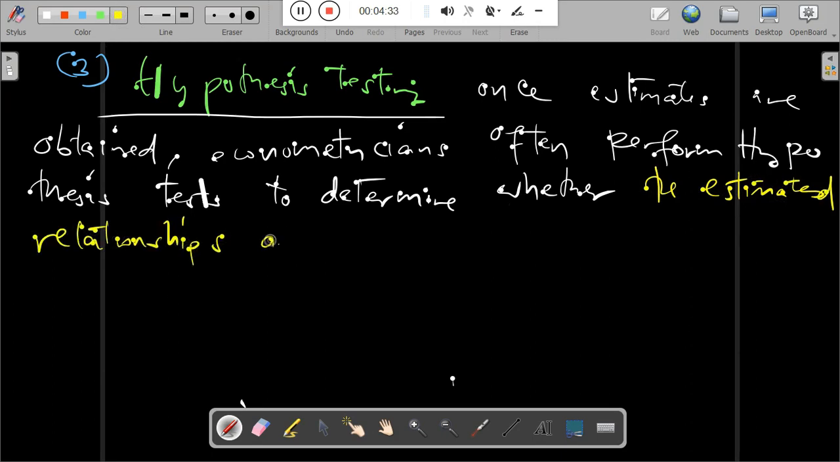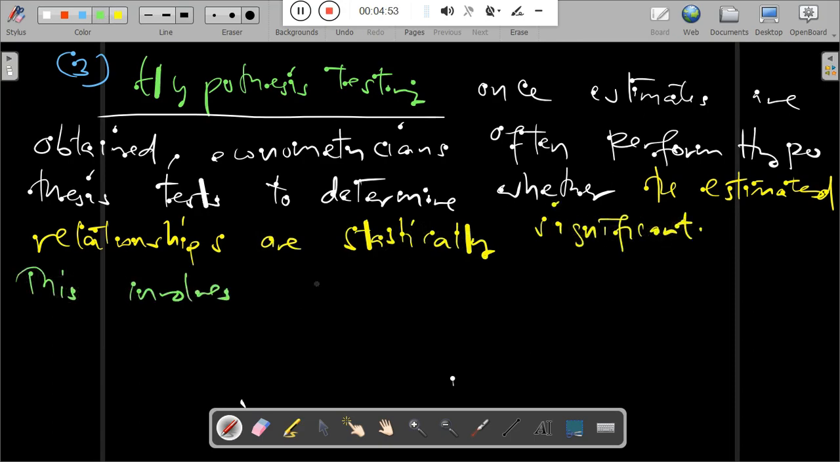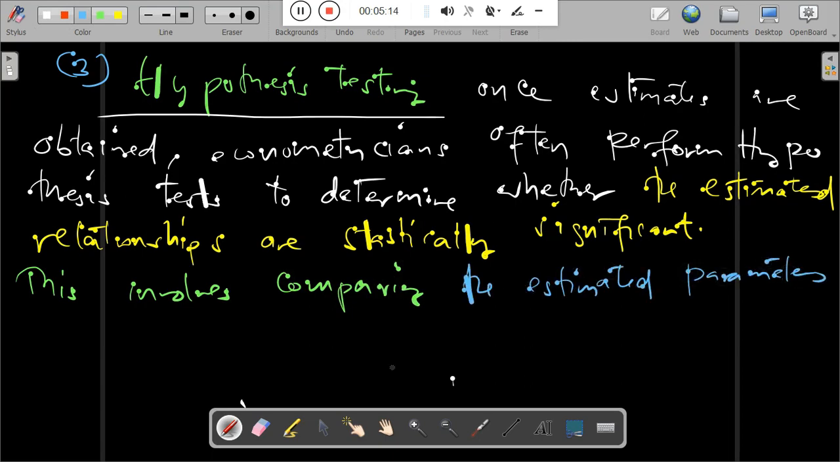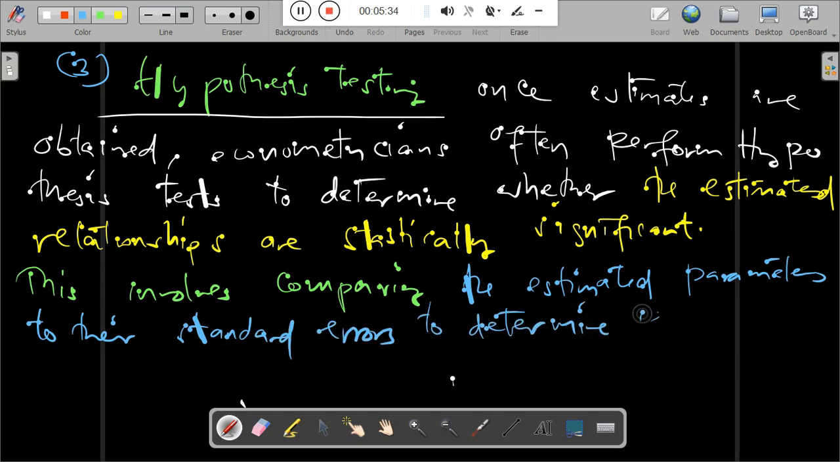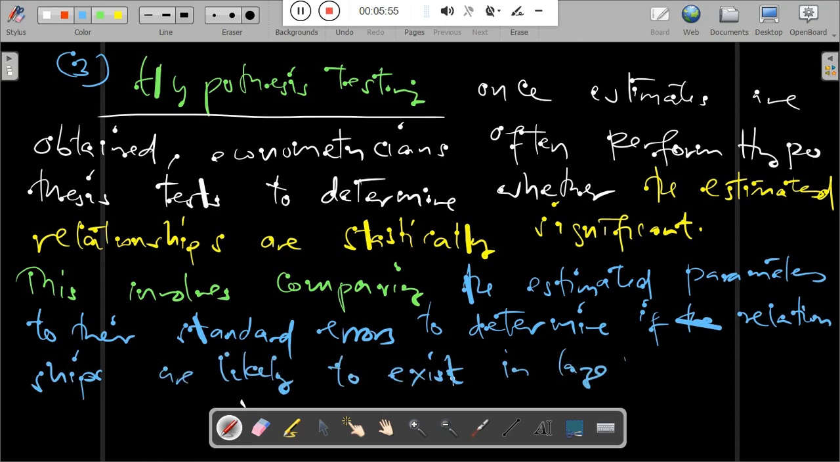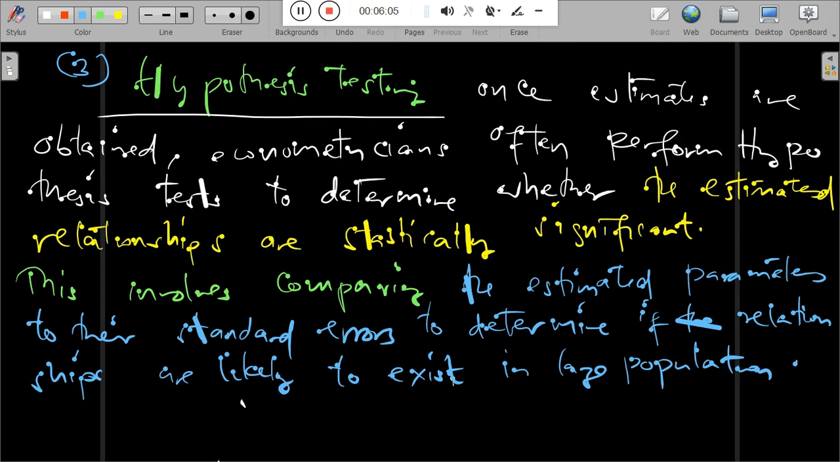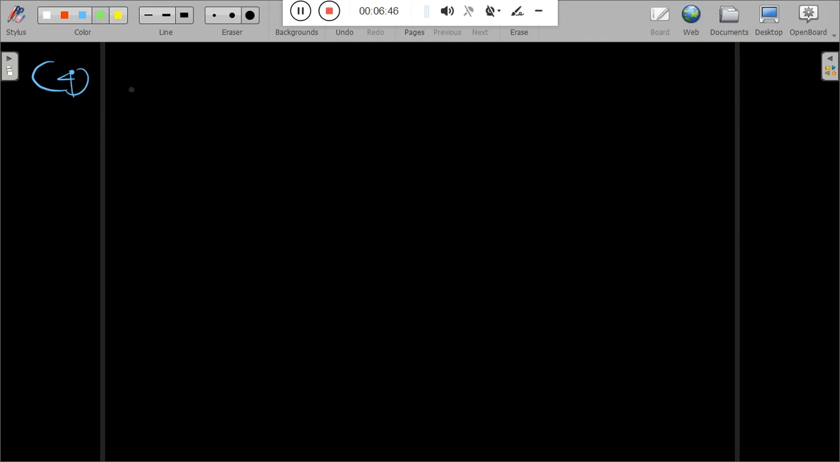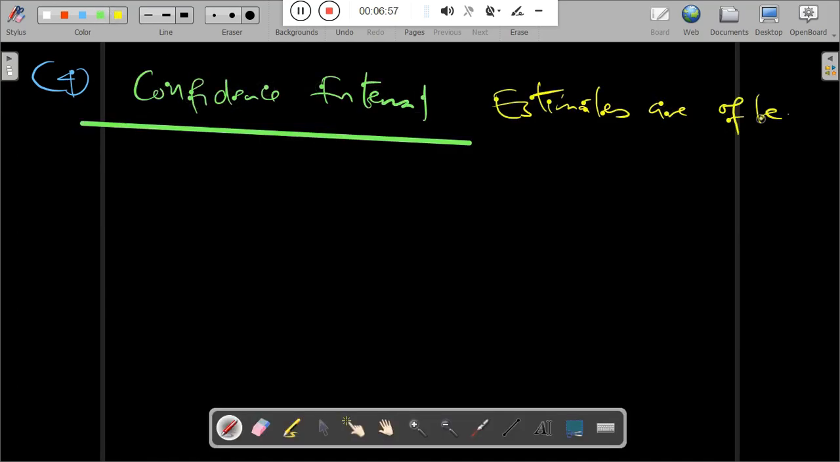The third concept in estimates in econometrics is hypothesis testing. Once the estimates are obtained, econometricians often perform hypothesis tests to determine whether the estimated relationships are statistically significant. This involves comparing the estimated parameters to their standard errors to determine if the relationships are likely to exist in the larger population. Another key concept, apart from hypothesis testing, is the confidence interval.